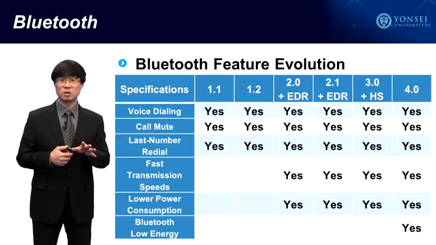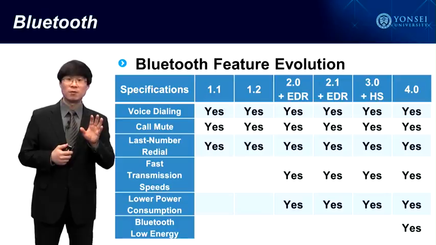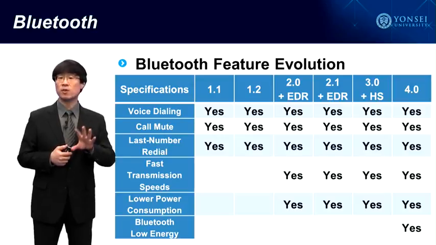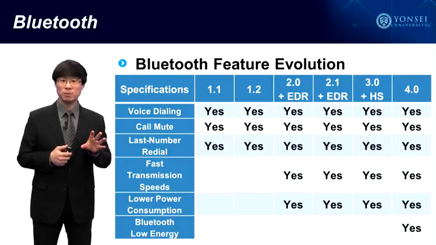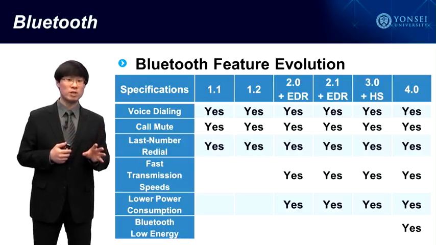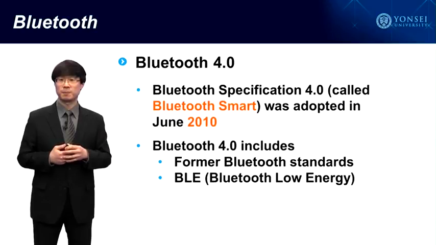Some additional features about the Bluetooth evolution. As you can see here, voice dialing, call mute, and also last number redialing, that was there from the beginning. However, some additional features such as fast transmission speeds and lower power consumption were added based upon the 2.0 standards. And also Bluetooth Low Energy, BLE, was added in the 4.0 standards. And we're going to talk more about that.